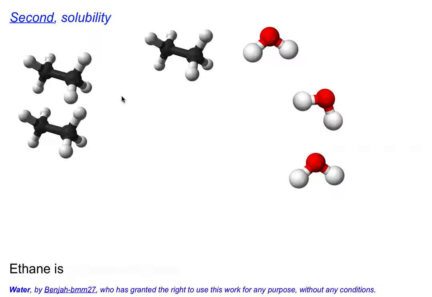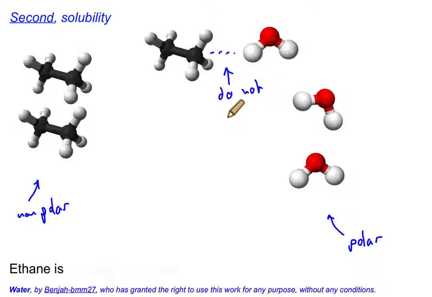Second thing we'll consider is solubility. The second physical property we will consider is solubility. So if you recall, ethane is nonpolar, whereas water, in this case, is polar. Now, because of the polarity in water and the non-polarity in ethane, there is really no way to form these intermolecular forces. A nonpolar component will not form a force of attraction with a polar component.